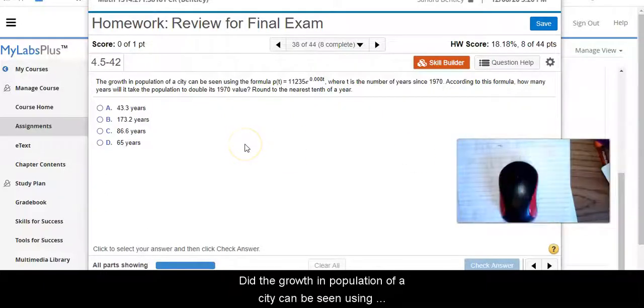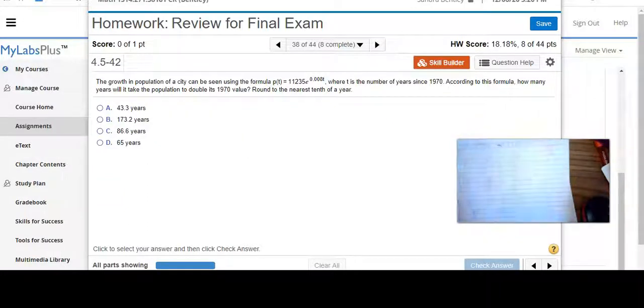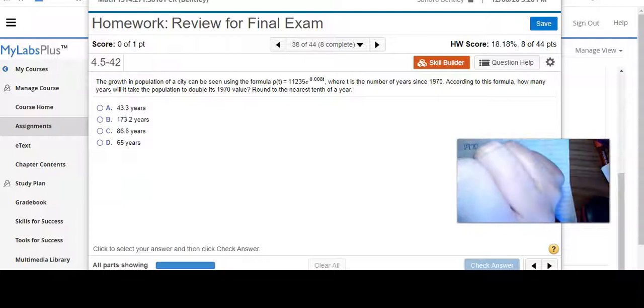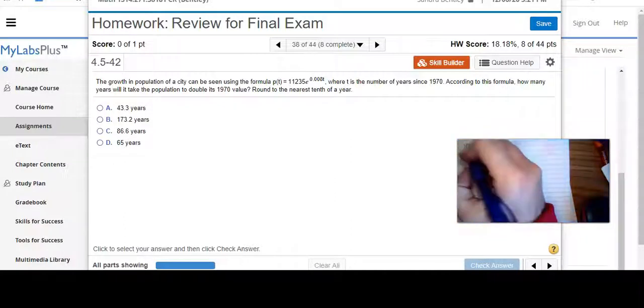So the growth and population of a city can be seen using the formula P of t, P for population, t for time, equals 11,235 e to the 0.008t, where t is the number of years since 1970. So 1970 equals 0. Okay? According to this formula, how many years will it take for the population to double its 1970 value? Round to the nearest tenth of a year.